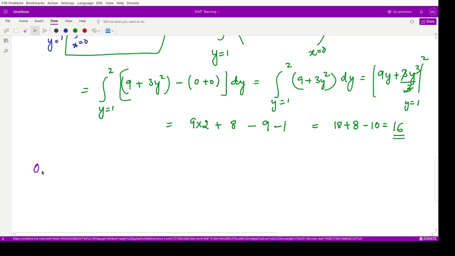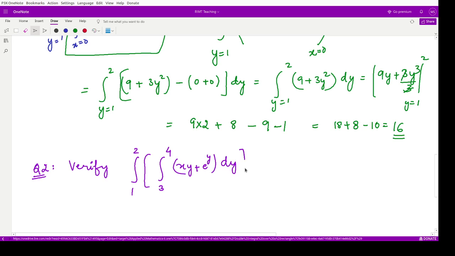So question number 2. It says verify that the integration from 1 to 2, in brackets, the integration from 3 to 4 of the function xy plus e to the power y dy, and then brackets dx, is equal to the integration from 3 to 4, and then brackets, the integration from 1 to 2 of xy plus e^y dx dy.